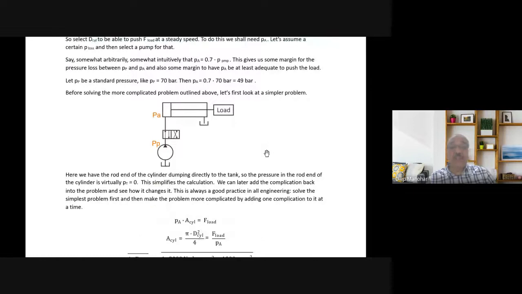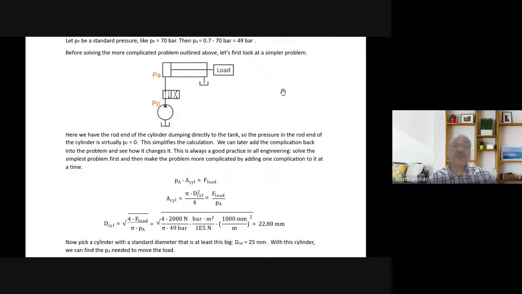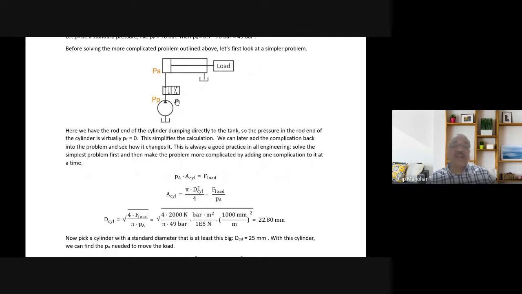Now we'll work out some mechanics here to solve this design. Before solving this equation, let us look at the problem. Here we have the rod end of the cylinder directly connected to tank. So the pressure at the rod end is almost zero. Here in the beginning, we assume PB is equal to PT. So there is no load required to be driven at the PB to PT. So this is for simplification. Later on, we can add that value.